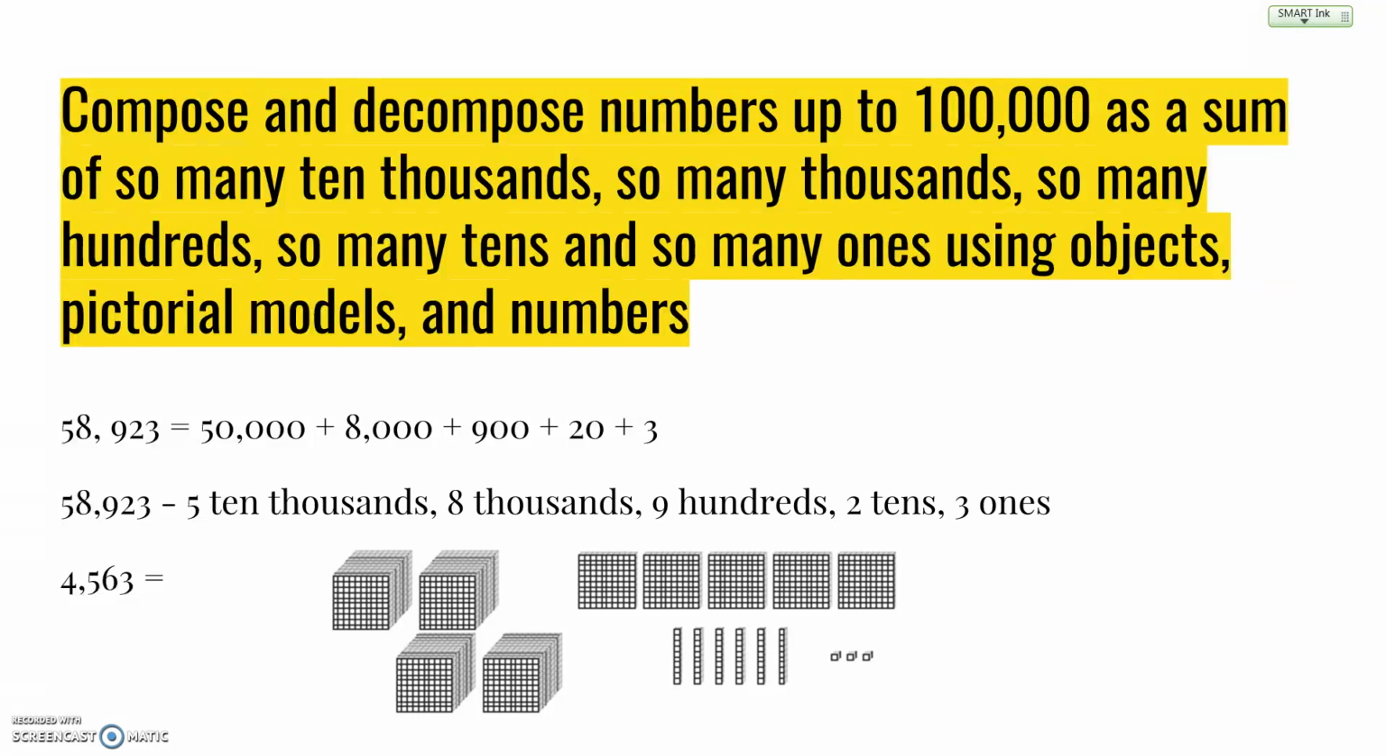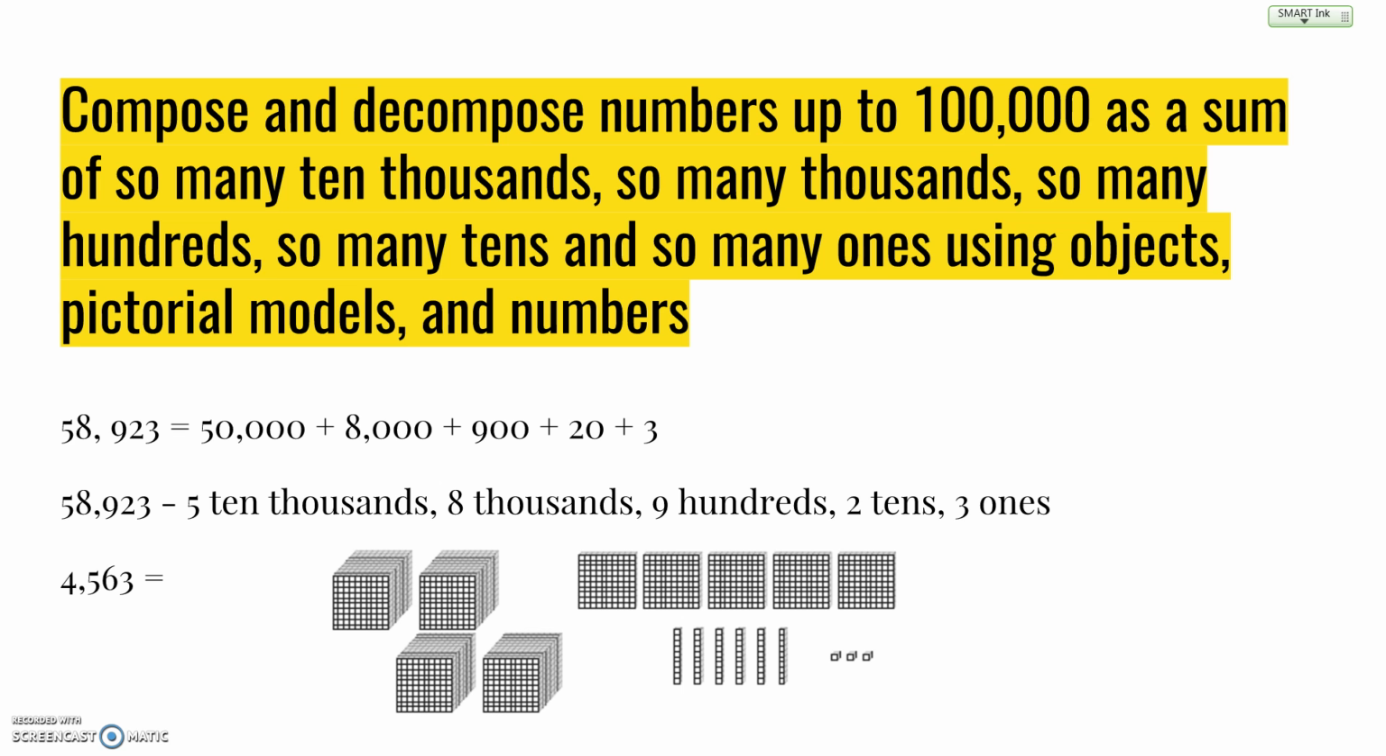So down here you see a few examples. If I have 58,923, I can represent that as 50,000 plus 8,000 plus 900 plus 20 plus 3. Or I could represent 58,923 as 5 10,000s, 8 1,000s, 9 100s, 2 10s, and 3 1s. And you notice when I say 58,923, I do not use the word and in there anywhere, because when we're reading numbers and we say and, that implies the presence of a decimal point. And since there's not a decimal point in this number, I don't use the word and.